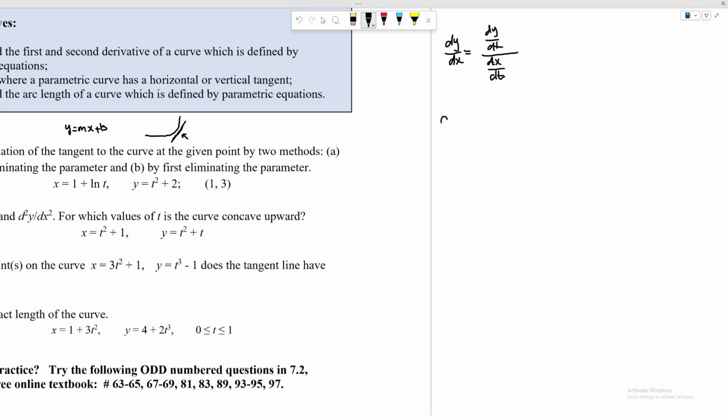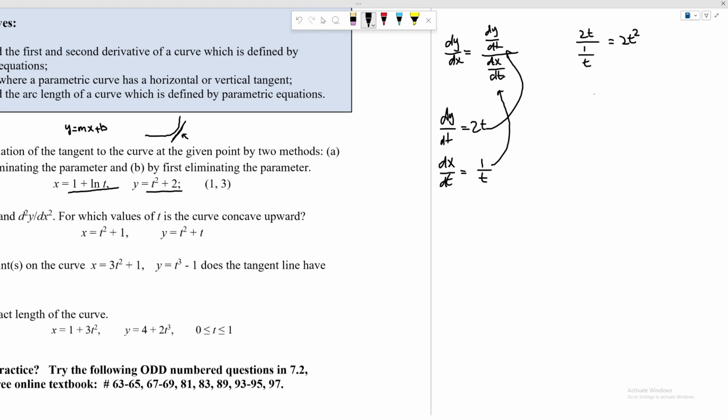so dy over dt, we gotta derive this equation right here, so we'll get 2t, and our dx over dt will equal 1 over t when you derive it, and that would be our equation here. My beautiful lines are beautiful today. Now subbing these in here, right, what you'll get is 2t divided by 1 over t, which equals the same thing as 2t squared. Alright, so I just flipped and multiplied here.